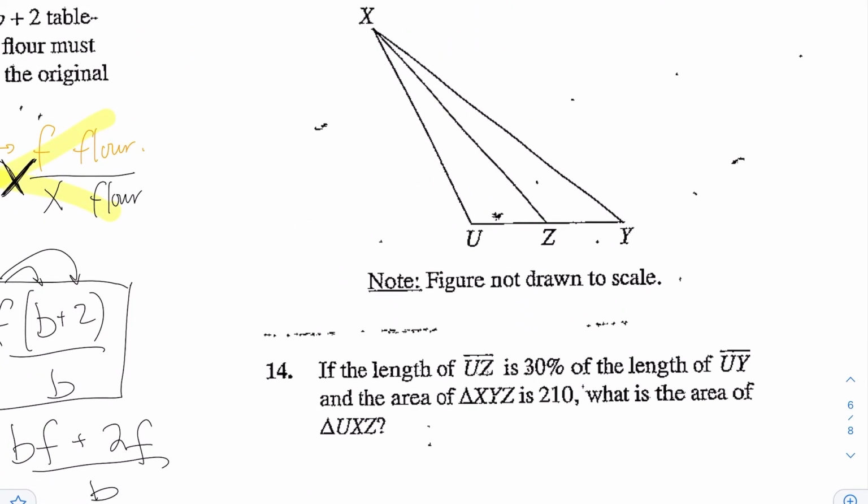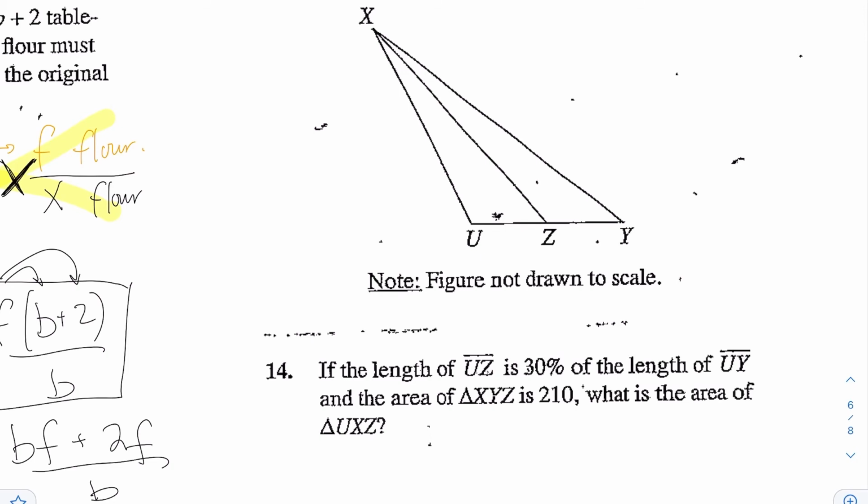All right, next for number 14, you have this triangles figure not drawn to scale. If the length of UZ is 30% of the length of UY, and the area of triangle XYZ is 210, then what is the area of triangle UXZ?